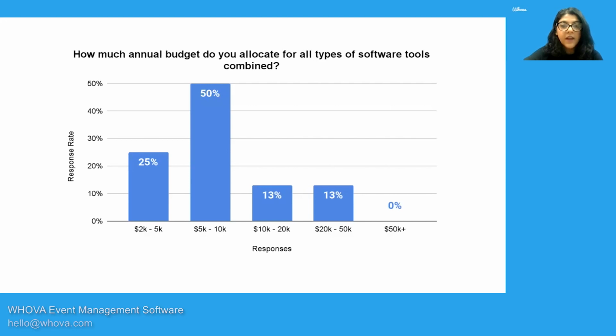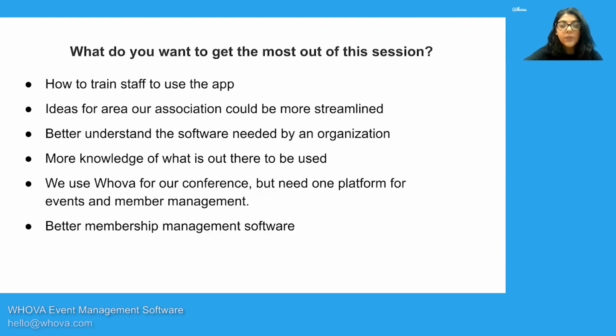And then the final question that we have is, what do you want to get the most out of today's session? As you can see, we are sharing some of the responses that have come in. I'll read those: how to train staff to use the app, ideas for areas our associations could be more streamlined, better understand the software needed by an organization, more knowledge of what is out there to be used. And another one is better membership management software.